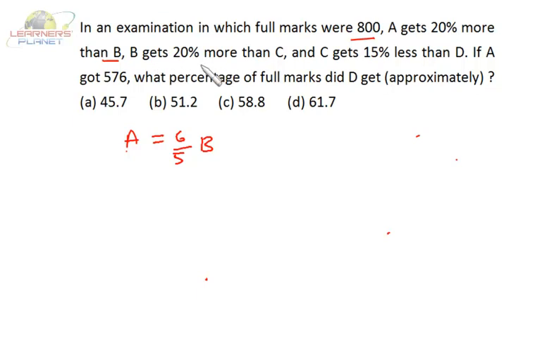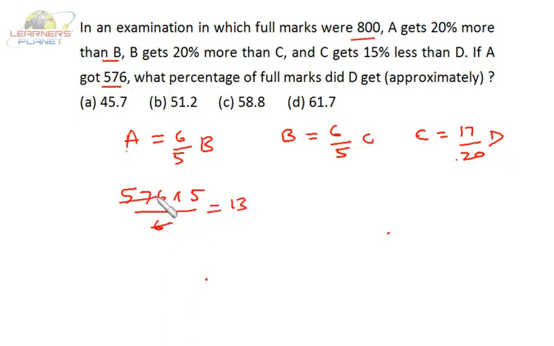Similarly, B is getting 120% of C. That means B is getting 6 by 5 of C. And C is getting 15% less than D. That means C is equal to 85% of D, which we can say 17 by 20 of D. Okay. Now since we are given the marks of A, that is 576, we can calculate the marks of other persons also. Okay, now A is getting 576.